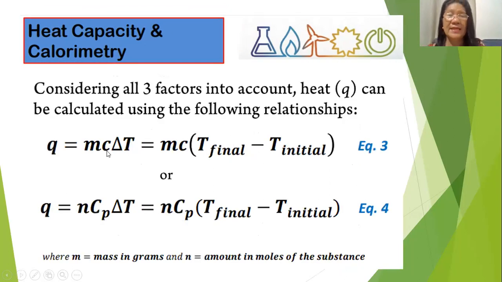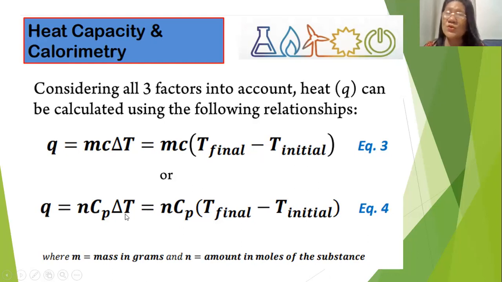So, this is now the one that I had said. Considering all these three factors, the type of material and the temperature, our formula for heat is Q equals mc delta T. M is the mass, C is the specific heat, and delta T is the change in temperature, final temperature minus initial temperature.